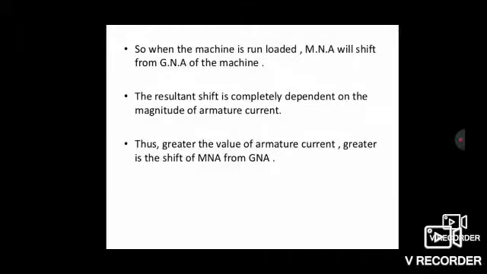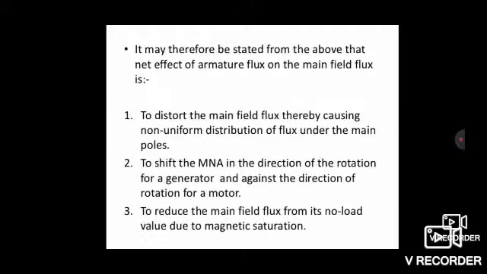So when the machine is run loaded, the MNA, that is the magnetic neutral axis, will shift from the GNA of the machine by angle theta. The resultant shift is completely dependent on the magnitude of the armature current. Thus, the greater the value of armature current, the greater is the shift of MNA from GNA. That is, the angle theta is very large.